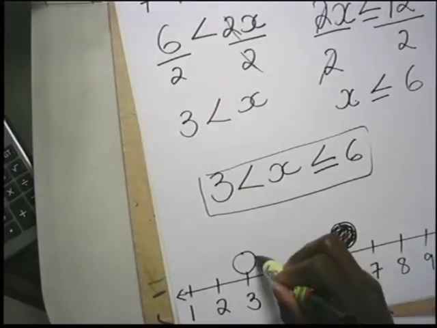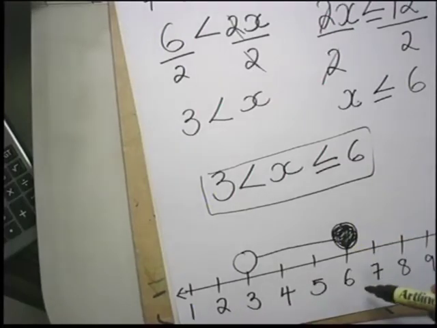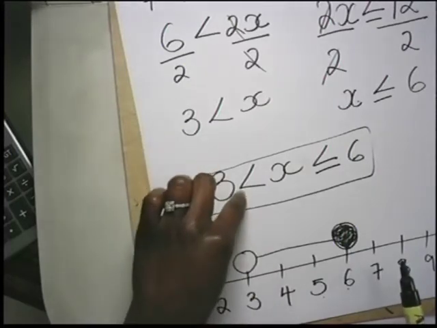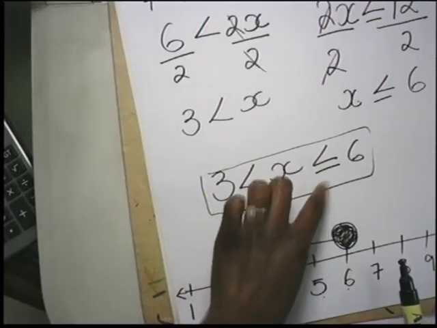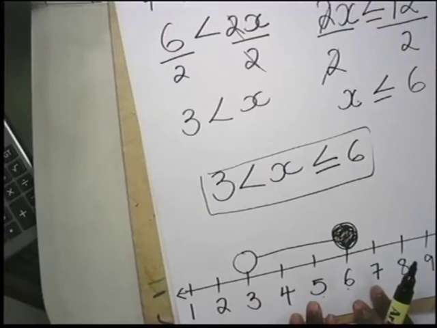So then these are the numbers between these two numbers, 3 and 6. But then 3 is not included, so the range of values that satisfy that inequality is 4, 5, and 6. Because these are the numbers greater than 3, but they are less than or equal to 6. Okay, that is our solution for this problem. Let us continue with the next one.